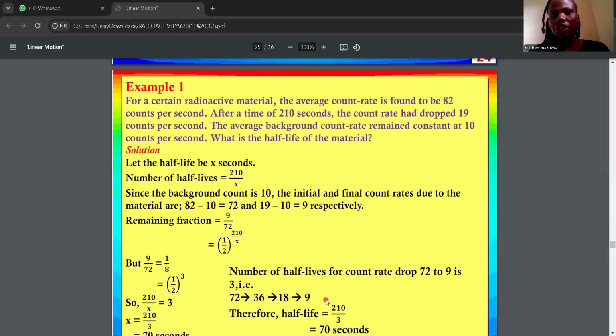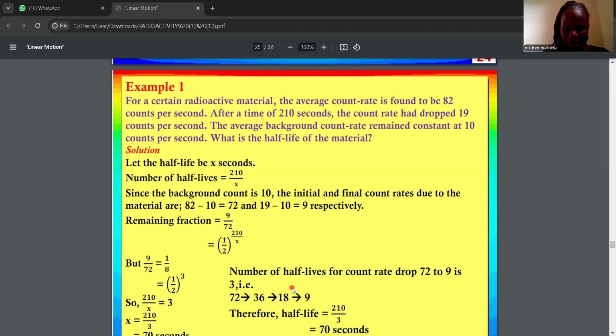So this is a question in which, apart from being given the counts per second, the question is also giving us the background count rate. So the 82 provided there, which is the count rate at the beginning of this experiment, still consists of 10 counts per second from the background radiation. So when you are carrying out such a question, the first thing you are supposed to do is to subtract the 10 background count rate from 82 to get 72.